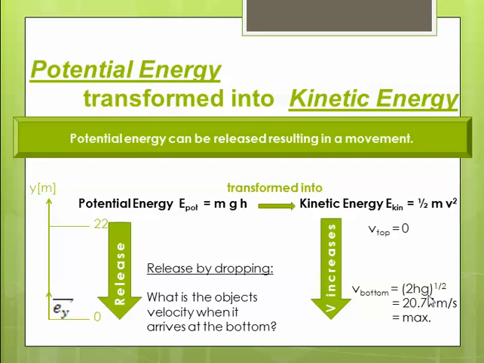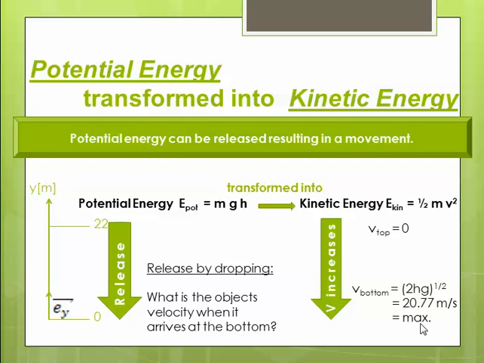Now let's put in the numbers here. h is 22 meters, g is 9.8 meters per square second. Put it in and you arrive at 20.77 meters per second. So the kinetic energy was 0 right there at the top, because the velocity is 0 and a half times m times v squared is 0 if v is 0. However, because the velocity increases as it drops down, kinetic energy also increases until it reaches its maximum value right there at the bottom.